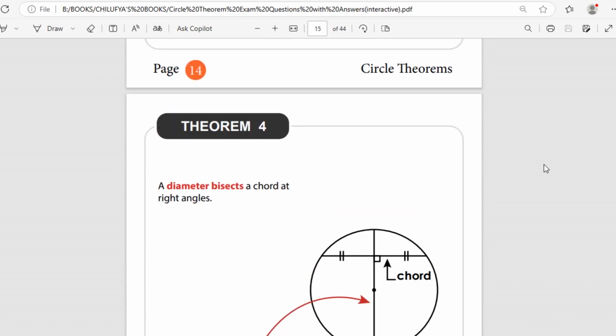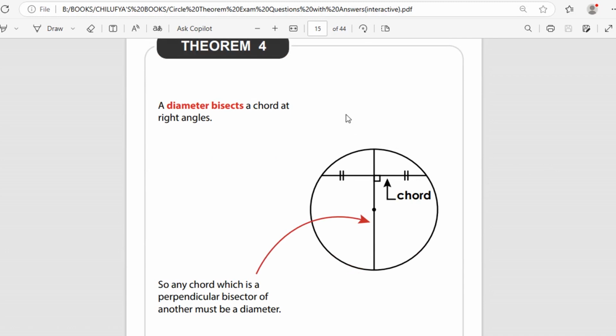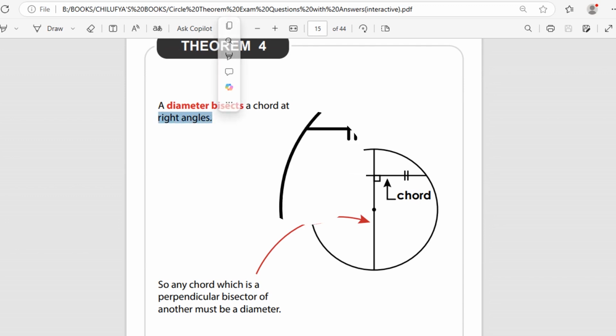In today's video, we are going to look at circle theorem 4. This theorem states that a diameter bisects a chord at right angles, and by right angles, what they simply mean is at a 90-degree angle.